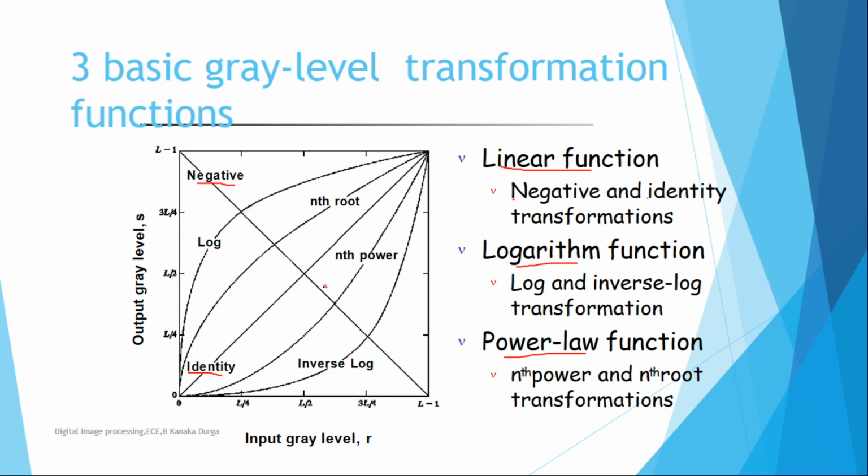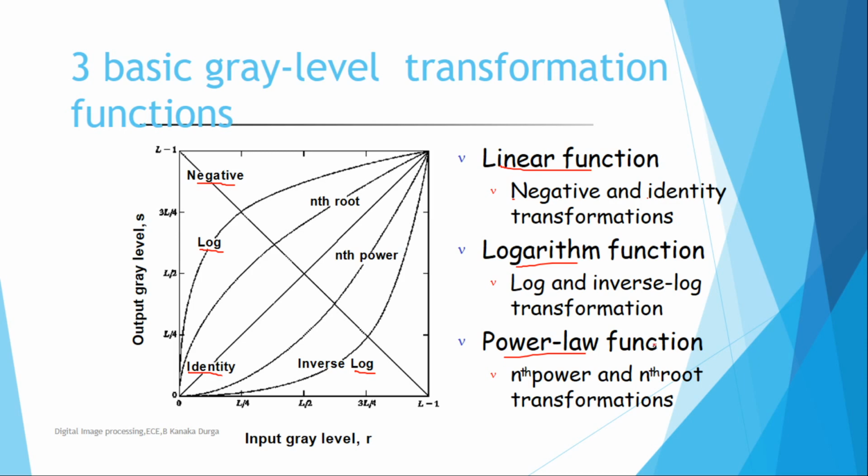And the next one is the logarithmic function, where we take the log of the pixel value. We call it a logarithmic function. That logarithmic function is represented by the log of the value of the function. So log and inverse log are the two functions available for gray level transformation.